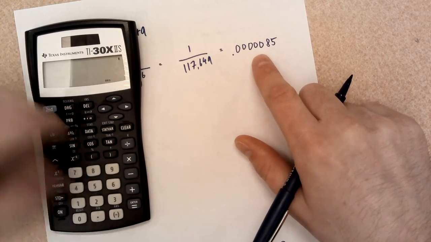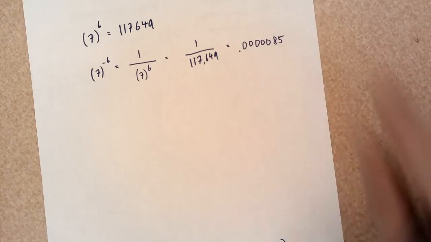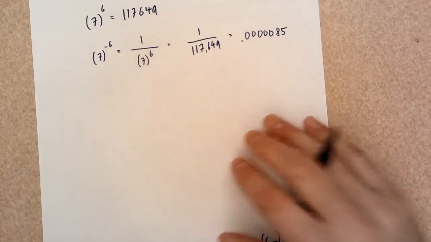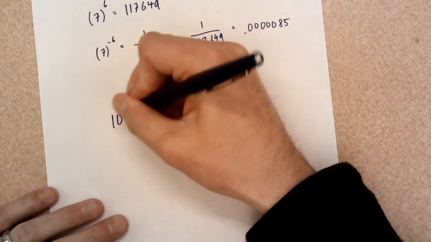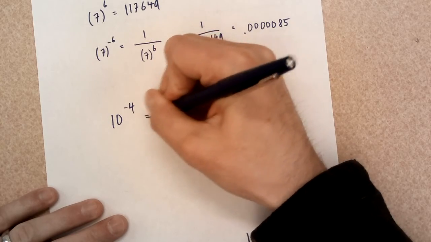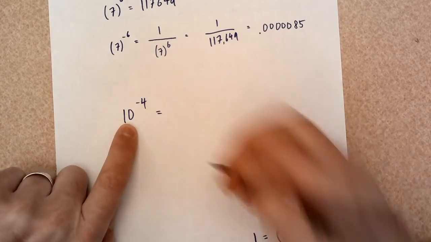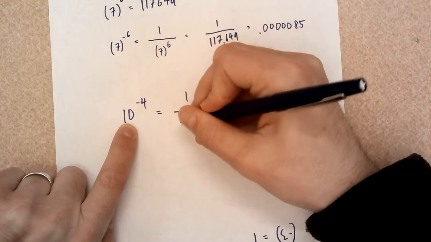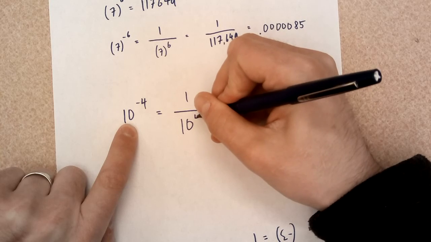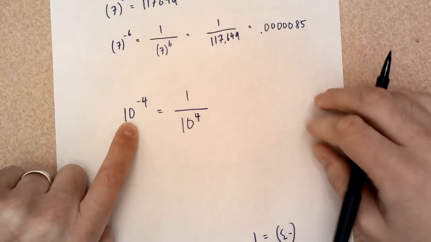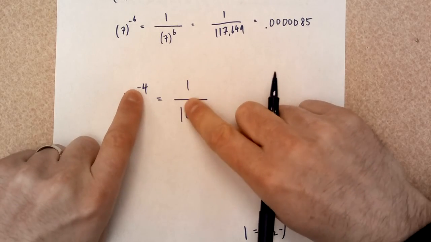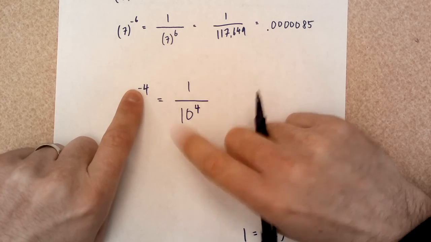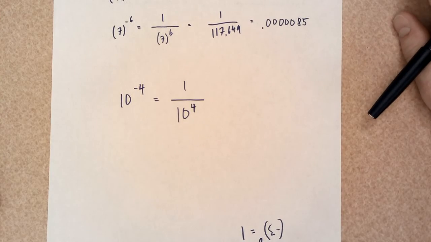Yeah, and so to sum this up, the rule of negative exponents, guys, is all you have to do is, here's another example, write it as a fraction, 1 over 10 to the positive. So rewrite it as a fraction and change the exponent from negative to positive. That's your rule of negative exponents, guys.